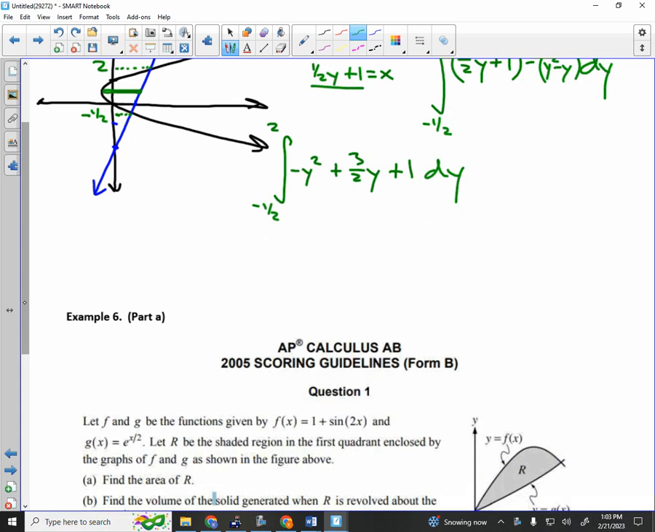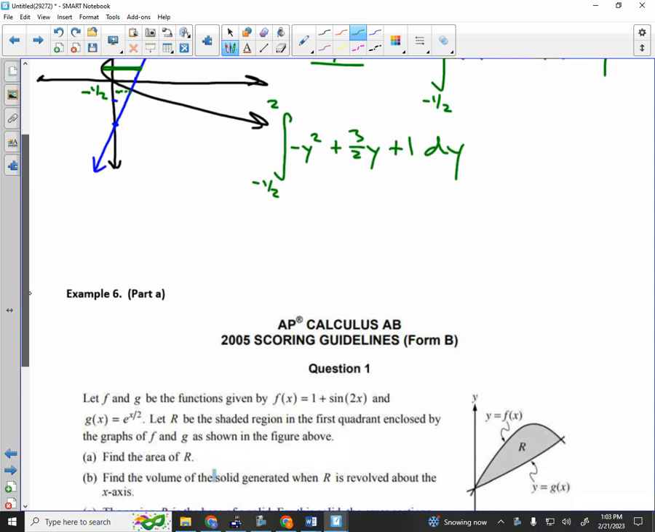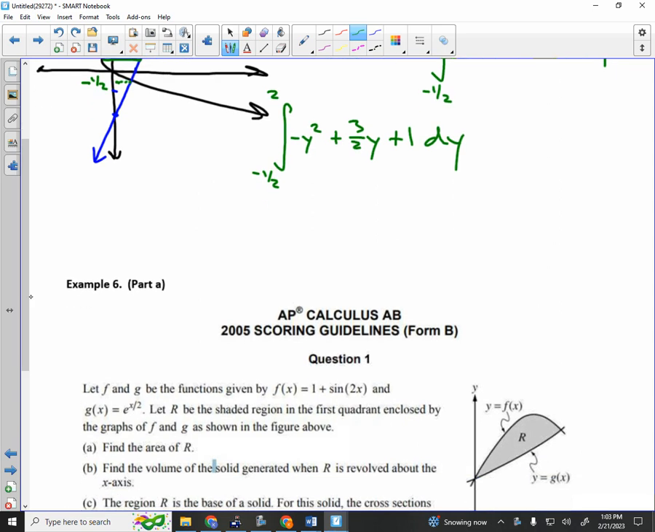So you found out it was a horizontal rectangle because of the y equals? That's correct. It has y equals in it. Yes. Antiderivative: negative y cubed over 3, plus, yes, thank you, 3y squared over 4, plus y, evaluated at 2 and negative 1/2.